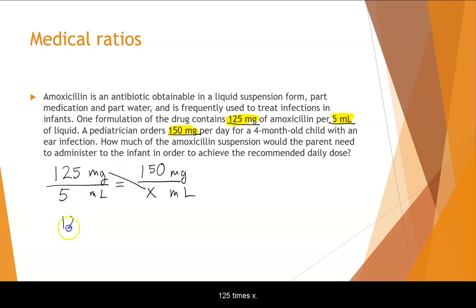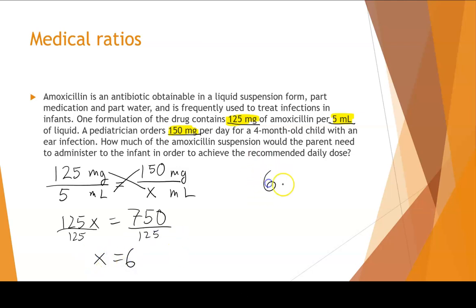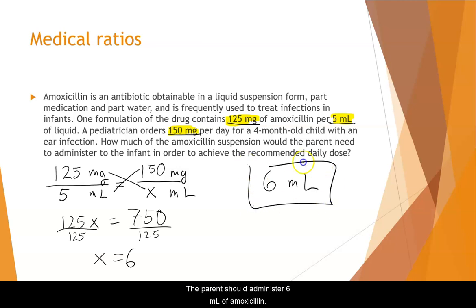125 times x equals 150 times 5 equals 750. Divide both sides by 125, and we end up with our answer of 6. So the parent should administer 6 milliliters of amoxicillin.